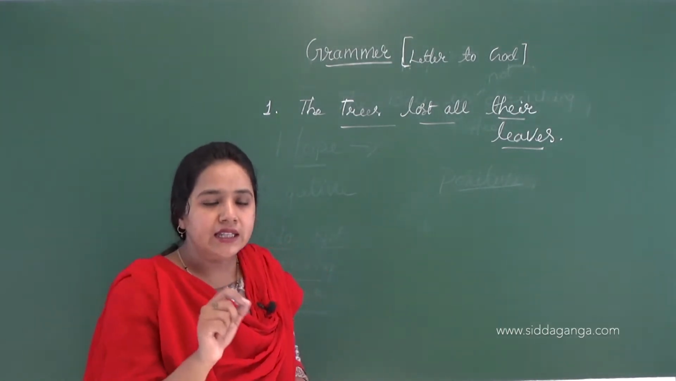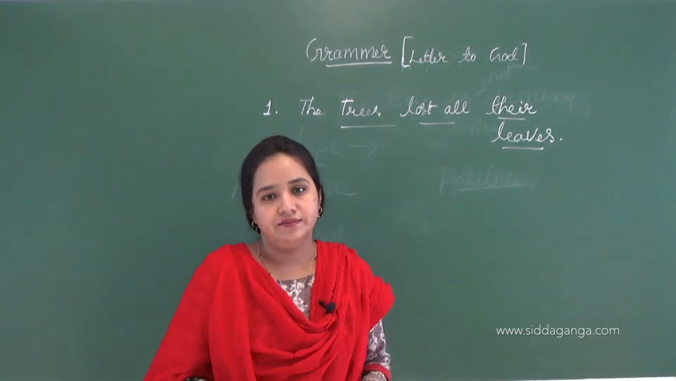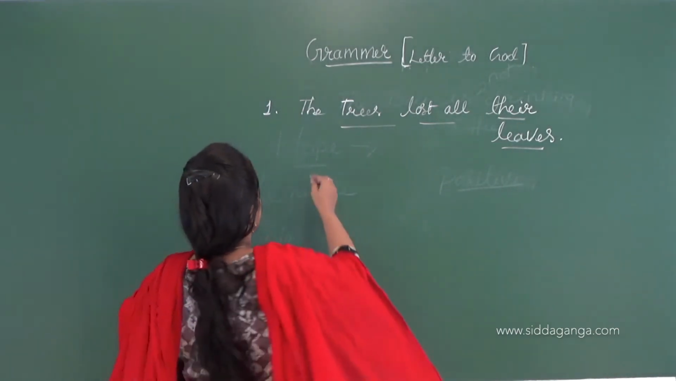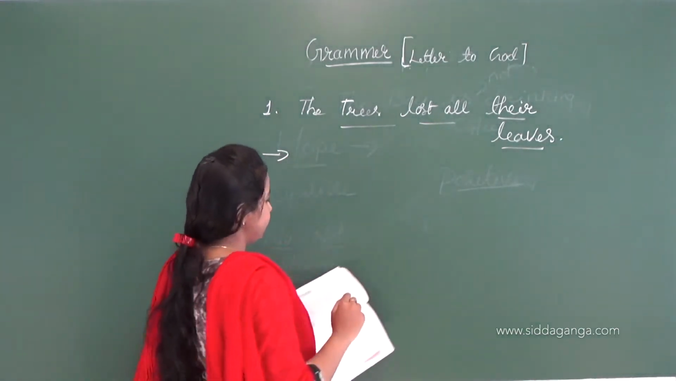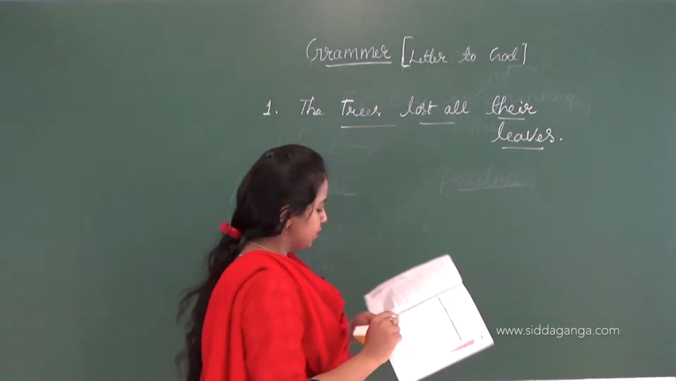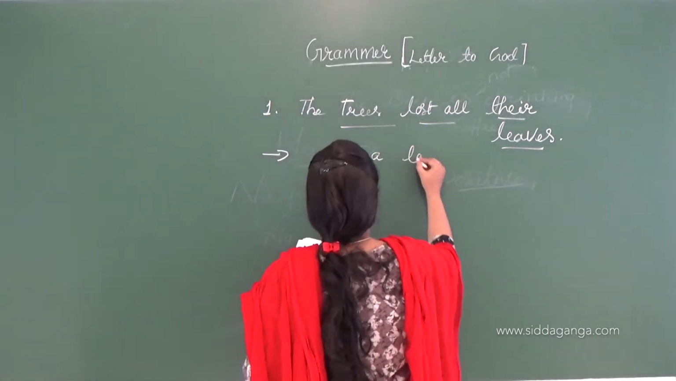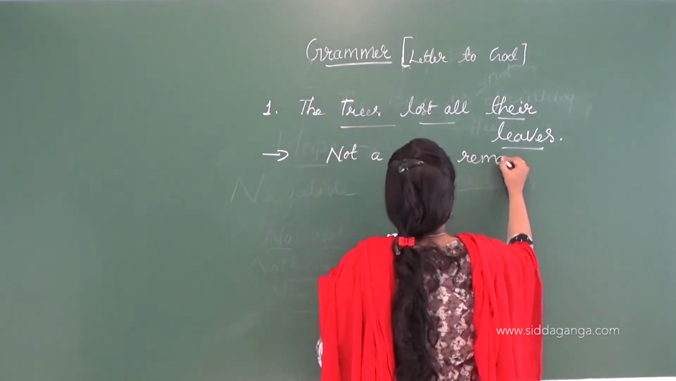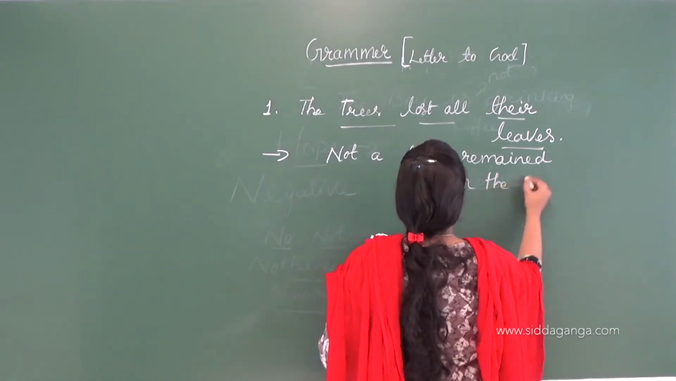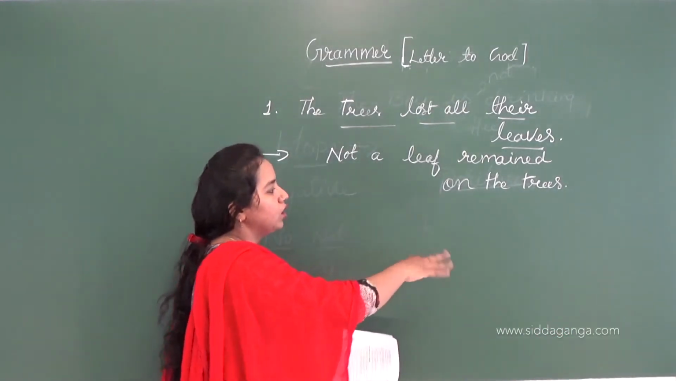I'll give the example here. In the story, there is the sentence, "Not a leaf remained on the trees." So that gives a negative form. This sentence is present in the textbook, in the lesson. So what is the sentence? Not a leaf remained on the trees.